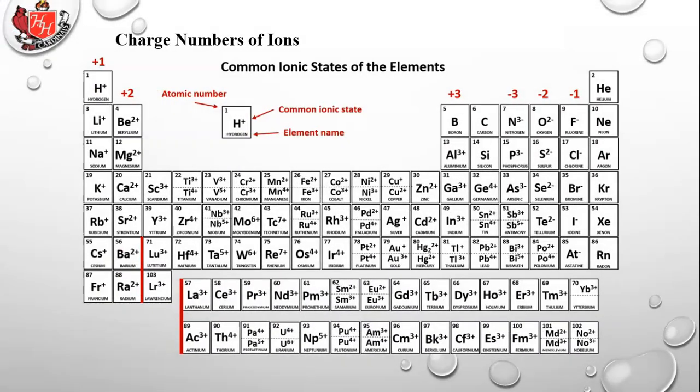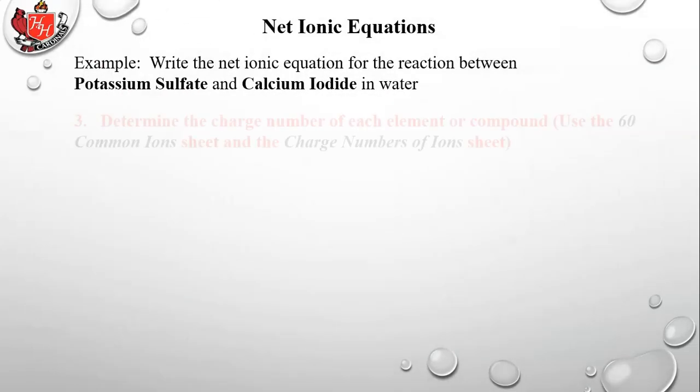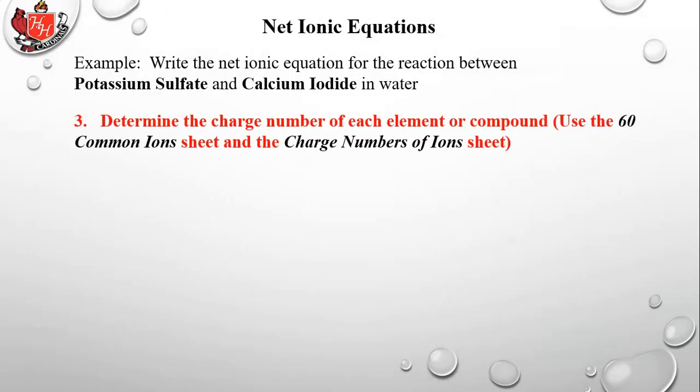Okay, and there's the charge number by ion sheet. Step 3, determine the charge number of each element or compound. Use the 60 common ions and the charge number by ion sheet that you were just shown. You have those in your packet. There's the formula. We're going to place the charge number based on those 2 sheets. Potassium has a 1+ charge. You should be able to locate that right now on your charge number by ion sheet or your 60 common ions. It has a 1+ charge because it likes to give up an electron to be like the nearest noble gas.